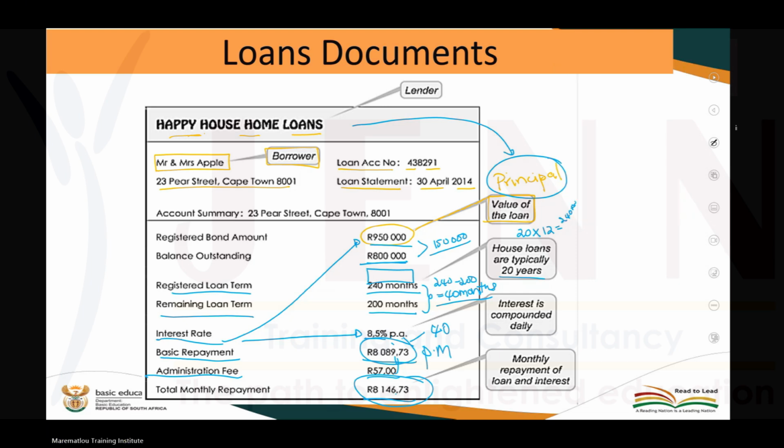And given as A. But they said 20 years. And the question says, calculate in months how many months Mr. and Miss April will take before they can finish the installment. So you have to take that 20 multiplied by 12 and give it as an answer.